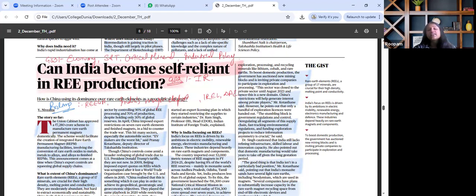Then the agencies involved in it. From a mains perspective, the same is to be seen through the lens of strategic autonomy in critical minerals, processing and refining capacity gap, balancing environment with mining expansion, and the global geopolitics of REE supply chains. This is how this article is to be seen.